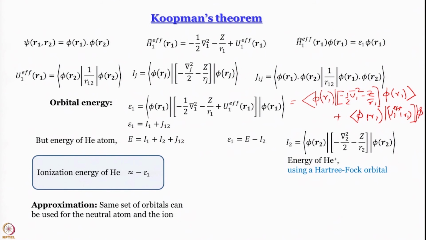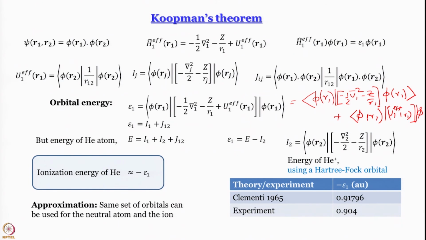Do not forget that the approximation we use here is that the same set of orbitals can be used for the neutral atom and the ion, which may or may not be correct or necessary. But when you do a calculation, this is from Clementi's work of 1965, the value of ionization energy that we get is 0.919796 atomic unit, and from experiment it is 0.904 atomic unit. So, not very bad actually. Koopman's theorem is something that forms a cornerstone in the discussion of quantum mechanics of many electron systems.